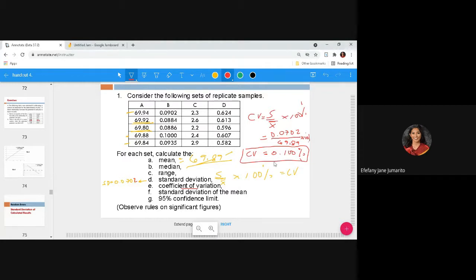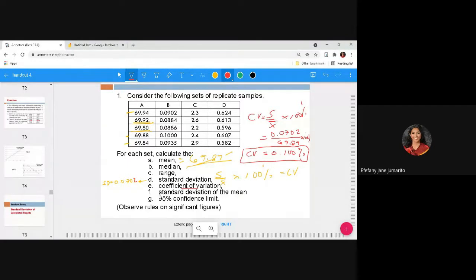This one. Since we have 0.0702, that's the value of standard deviation divided by your mean. You calculate that one, input it to the calculator. Then after that, you multiply it by 100% because that's the formula. Then you will get your CV. CV is 0.100%. Okay, who got it? We did, ma'am. Very good.